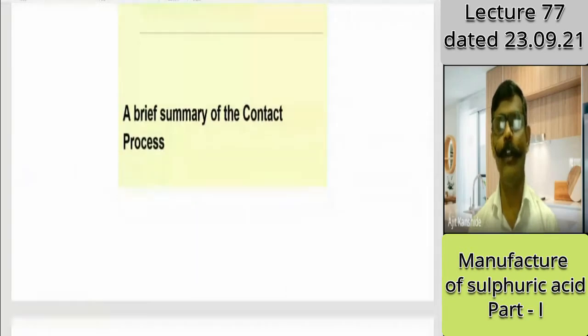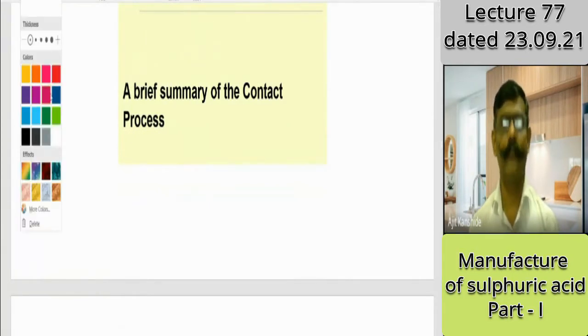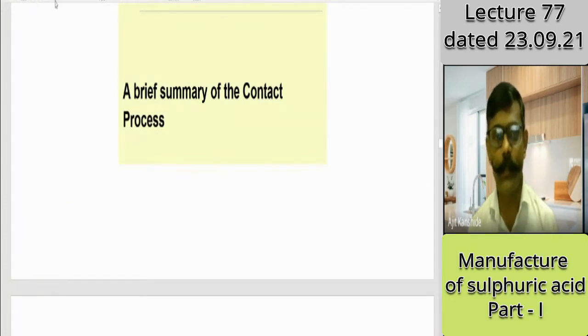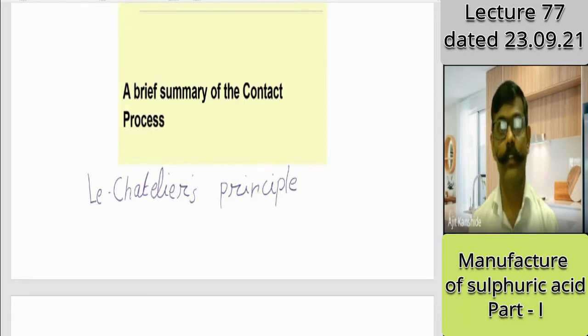And for that, you have to understand a few basic aspects. In the contact process that we are discussing, the Le Chatelier principle is there. Have you heard this name? Yes, sir. Does anybody know the meaning of that? What did Le Chatelier say? This principle is related to the equilibrium constant.